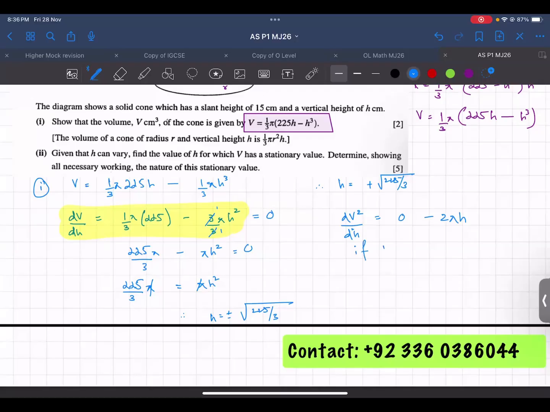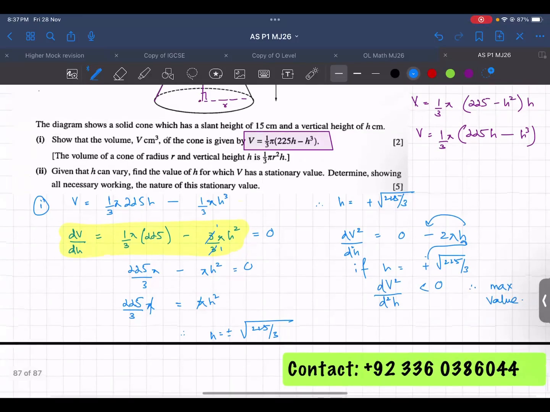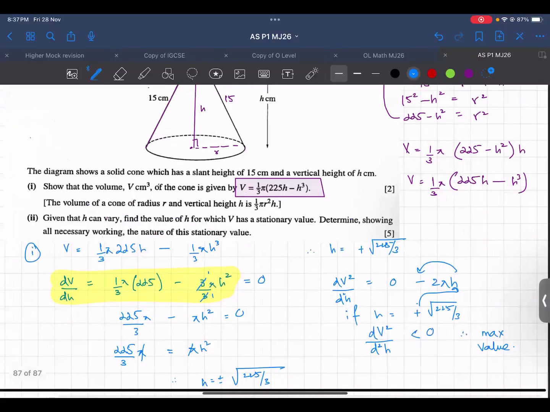And now you would substitute. If your h is positive, square root of 225 upon 3, regardless of whatever the value is, we can see that if we put in a positive value over here and it multiplies with the negative sign, the overall sign will be negative. So this means this is a maximum value. Okay, any questions, anyone?